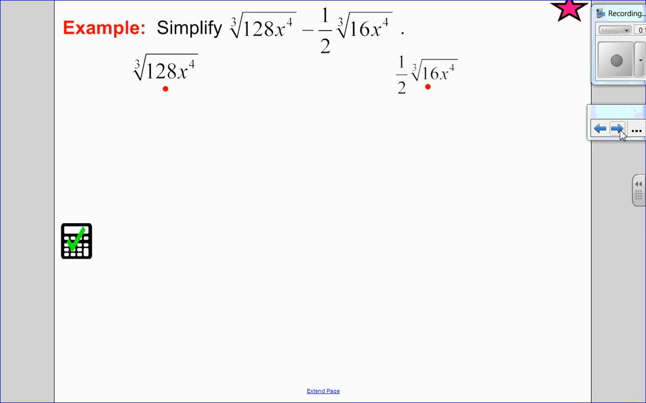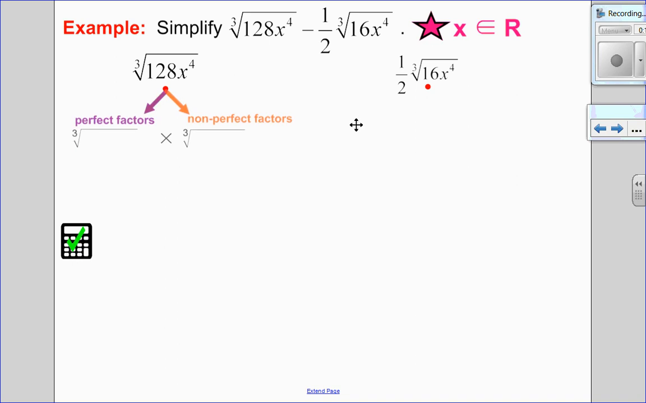Okay, let's end with this last question here where we're simplifying and also subtracting. So again, I have variables under the root sign, so I always look for restrictions. Since it is a cube root, I know there are none, so I state that x is an element of the reals. Okay, let's break this down. So the cube root of 128x exponent 4. I want to break that down into perfect and non-perfect factors. And the same thing over here.